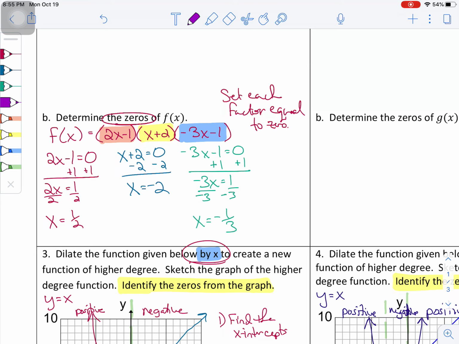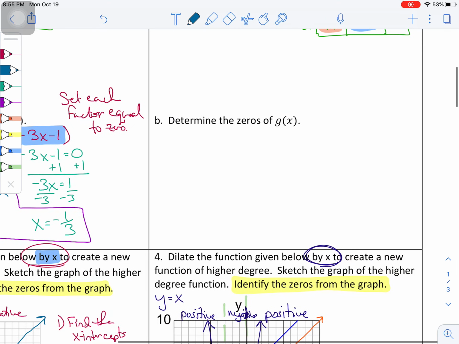Now, I'm going to be completely lazy and just draw a really big box around all those answers. So we had 3 factors here. Each one of the factors got set equal to 0. We solved each of the little miniature equations, and in this case, we have 3 answers for x. So those are the zeros, all right?